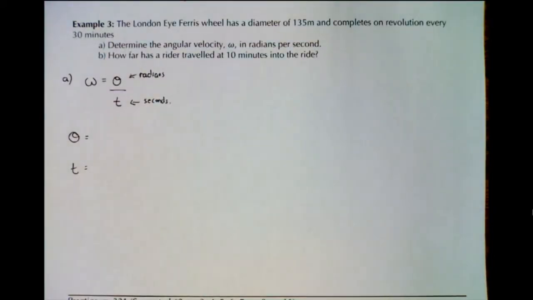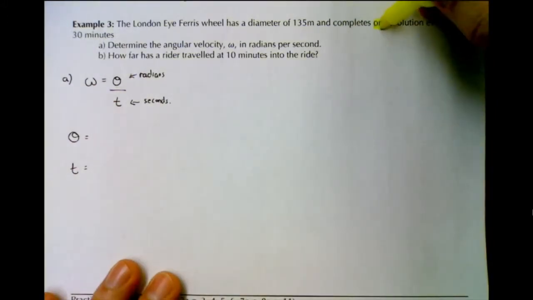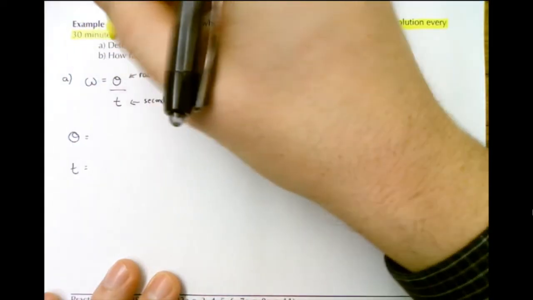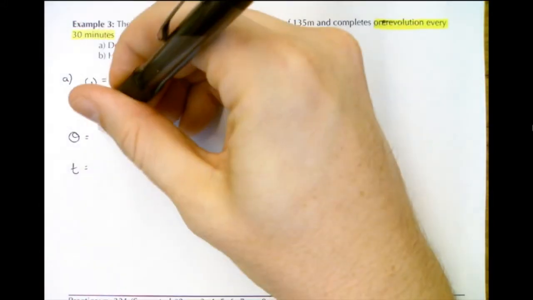So we have to look in our question to see if they tell us anything about any angle in radians related to any time. And the key to the question is this piece right here, even though there's a typo. One revolution every 30 minutes. One revolution means one complete turn. How many radians is one complete turn? Well, one complete turn in degrees is 360 degrees, so how many radians is 360 degrees? And we learned previously that one complete revolution or one complete turn is 2 pi radians.